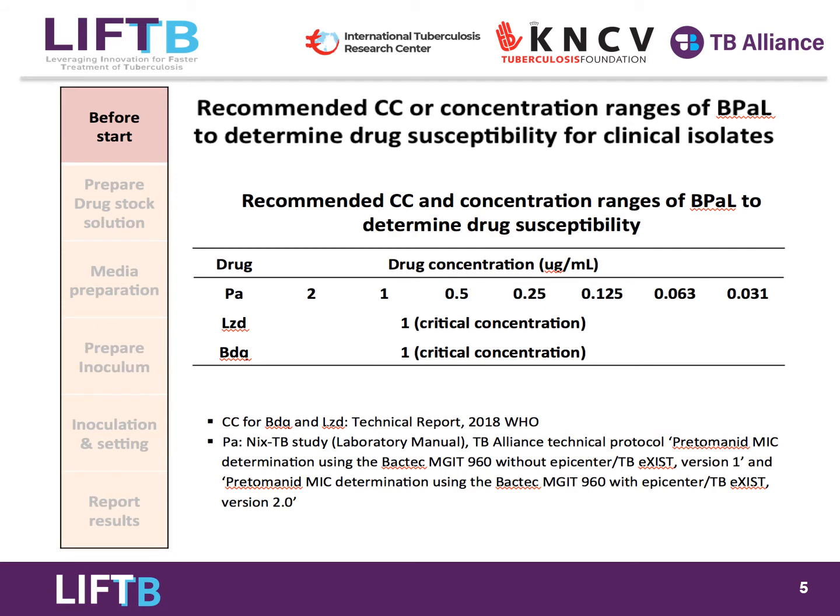As described in slide 5, 1 microgram per milliliter of bedaquiline and linezolid will be used as a CC for MGIT pDST, while a series of concentrations of pretomanid will be tested to determine the MIC in each tested sample. The concentration range for pretomanid was provided by the TB Alliance and was determined based on the data from the previous NC-TB study.